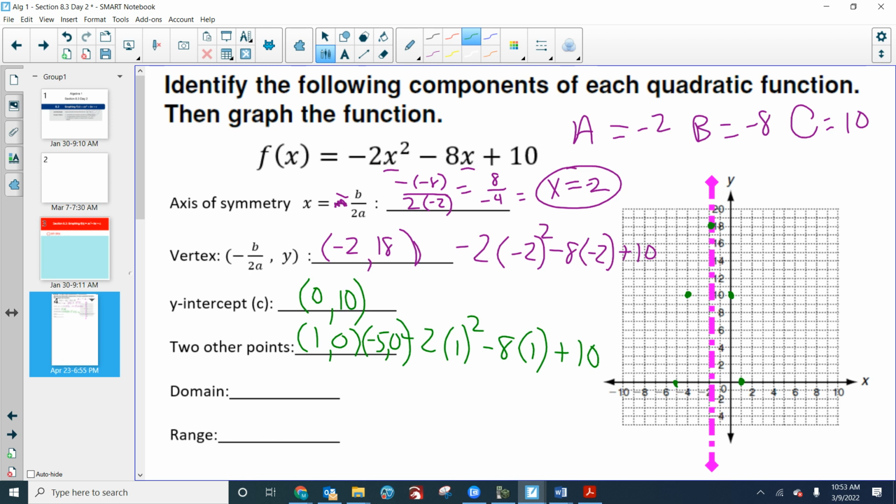What's my domain? Domain is how much it goes left and right, correct? Ethan, what is it? All real numbers, all the time, always. Whoa. Yes. I was gonna do the range.